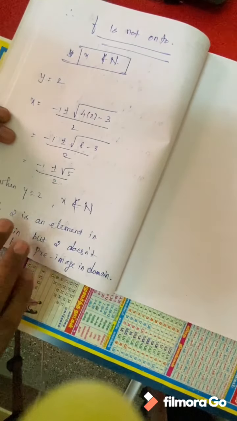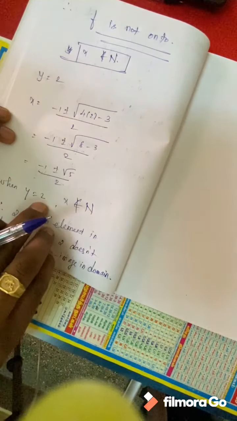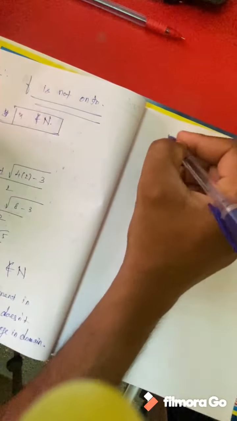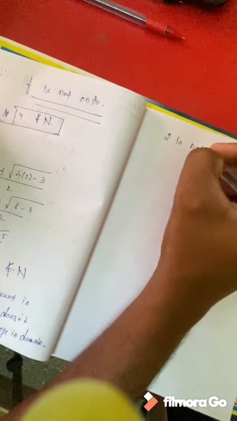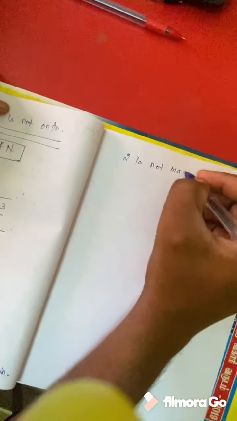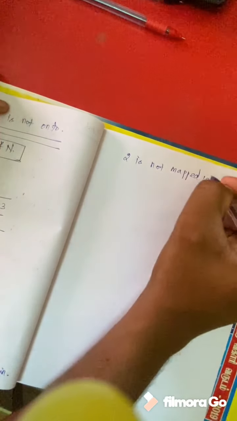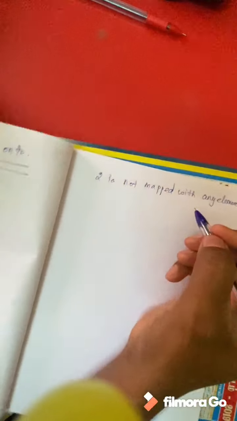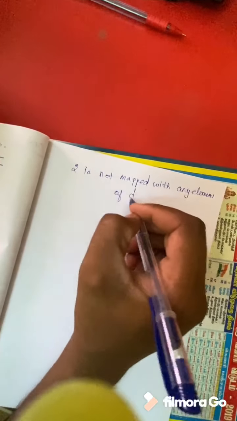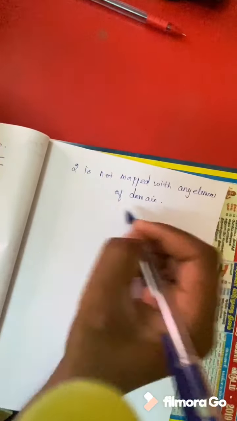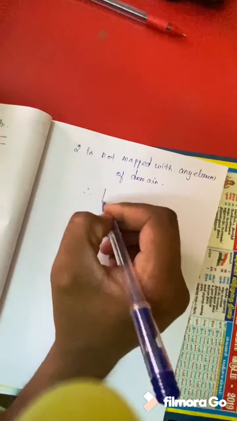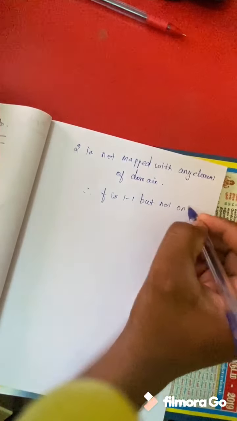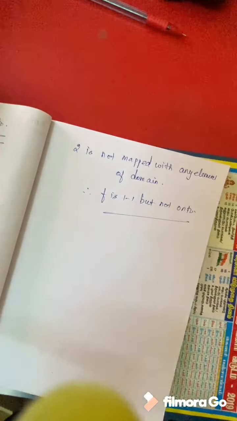When I substitute 2, that means 2 is not mapped with any element of the domain. Therefore f is 1-1 but not onto. Okay, thank you.